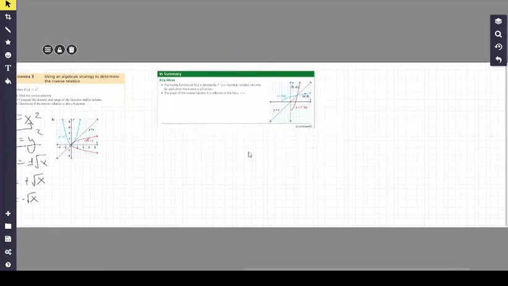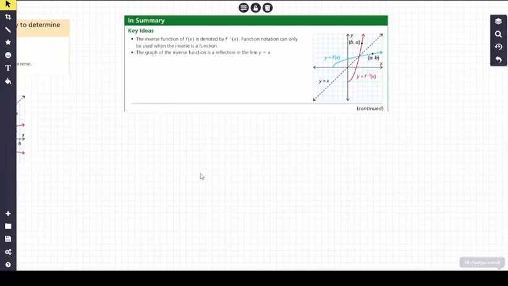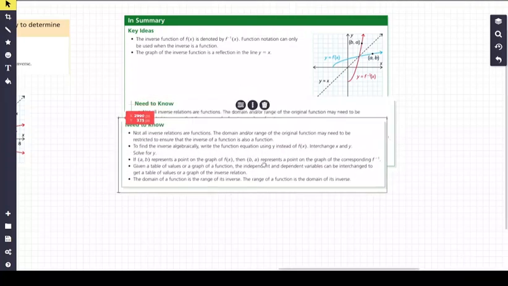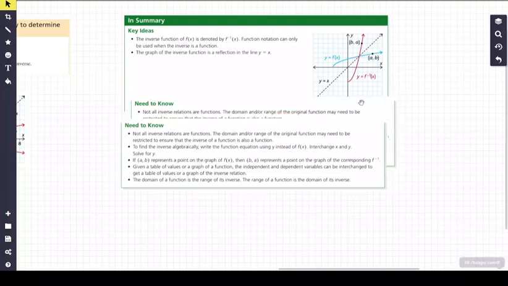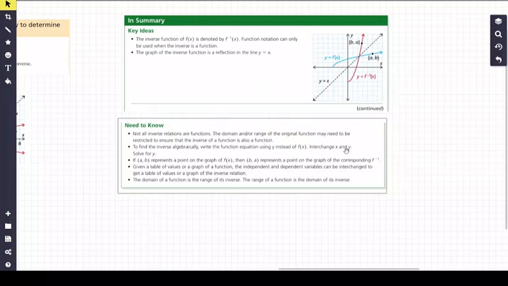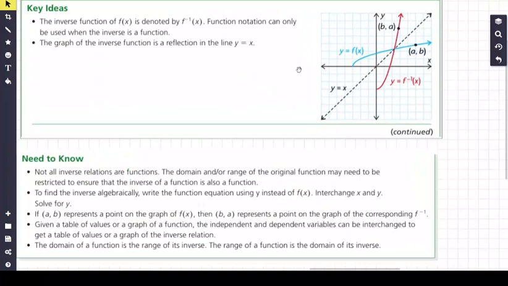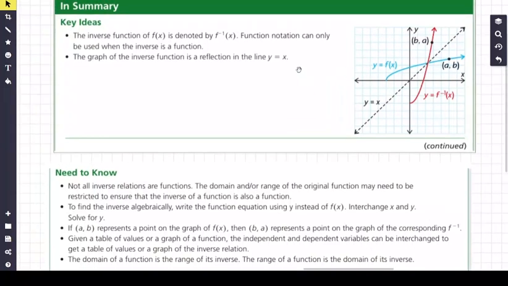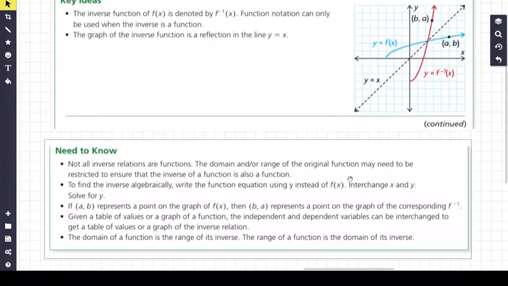Let's go ahead and look at the summary for today. In summary, we have this definition and this thing that I just introduced now. This is how you write an inverse function. The inverse of f of x is denoted as f to the power of negative 1 of x. Function notation can only be used when the inverse is a function. So when we want to find the inverse of x squared, it's not a function, so we can't denote it like that. And the graph of the inverse function is a reflection in the line y equals x. You can see that here, the blue line and the red line and everything. Okay, so we need to know.